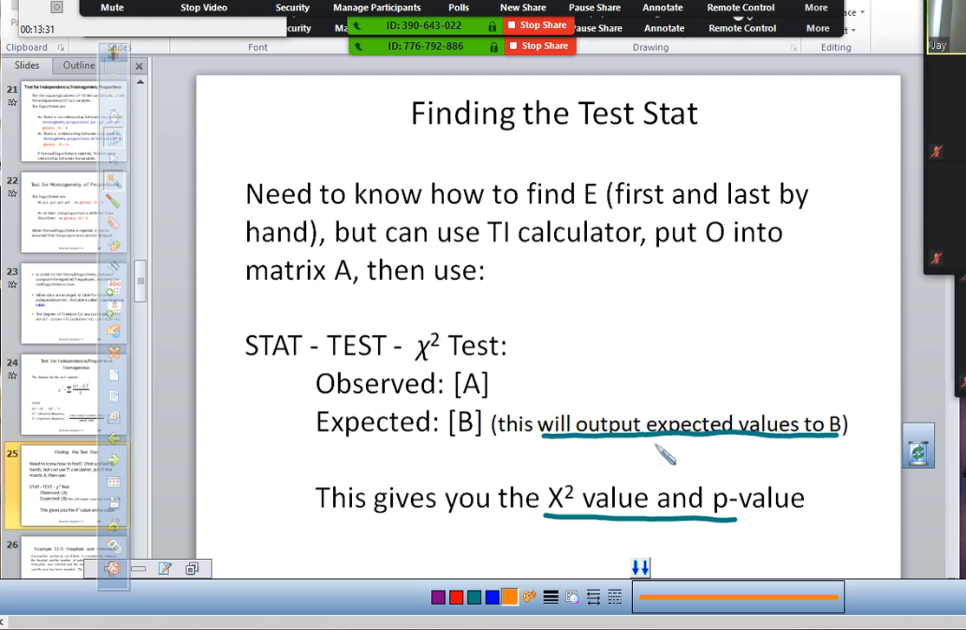Right? This will output it to B. So B could have any garbage in it, and it's going to overwrite B and put in what the new expecteds are for your A. Right? And then when you do it, it's also going to give you the chi-squared value and the p value, both. The two things that you need.